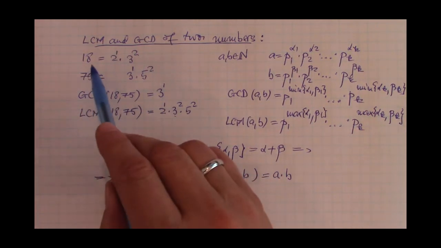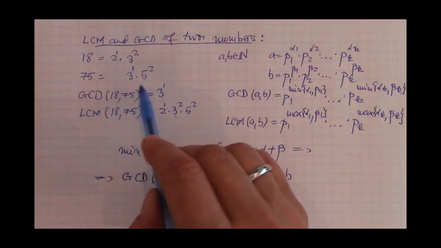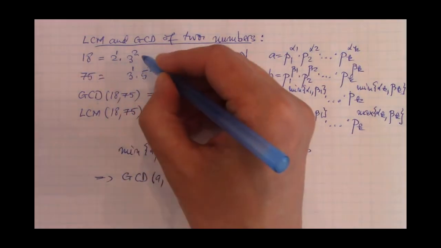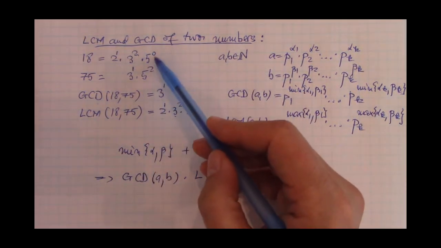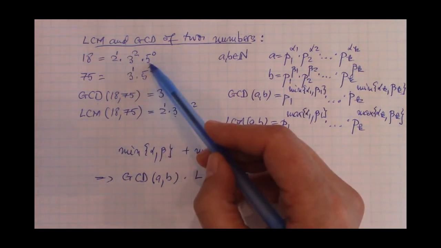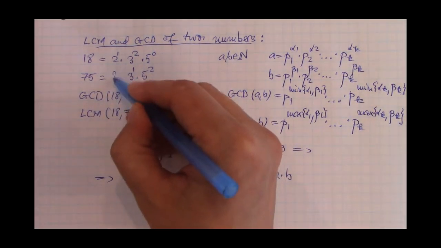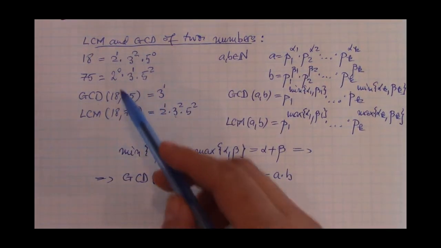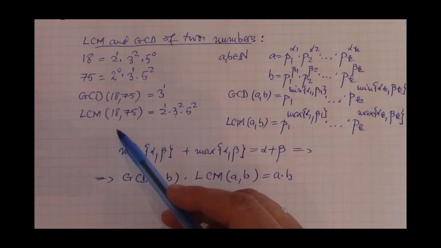So here's what we can do. Instead of looking at the prime factor decomposition of the numbers, we can look at them as having the same prime factors, by writing 18 as 2 to the power of 1 times 3 to the power of 2 times 5 to the power of 0. We all know that 5 to the power of 0 is just 1, so we really didn't change the product on the right hand side. And we can write 75 as 2 to the power of 0 times 3 to the power of 1 times 5 to the power of 2. Again, we changed nothing essentially, because 2 to the power of 0 is just 1.